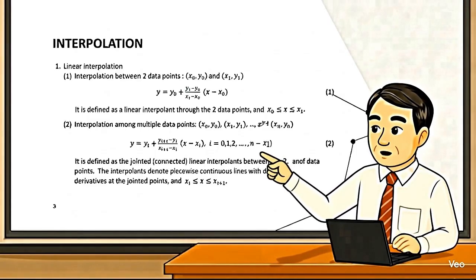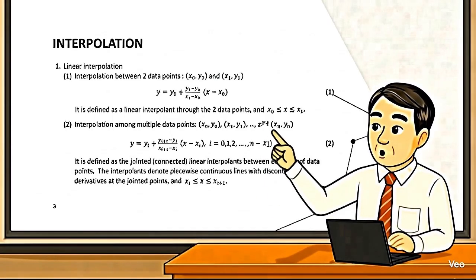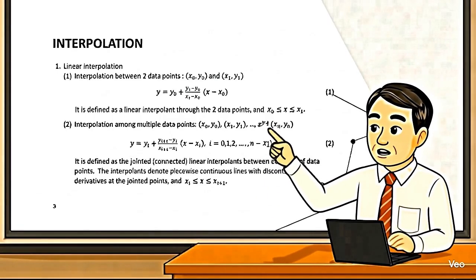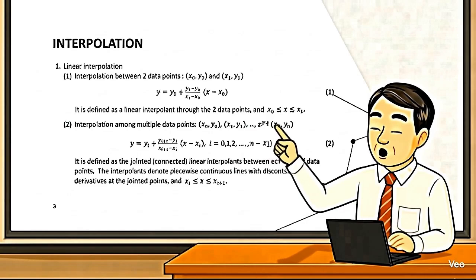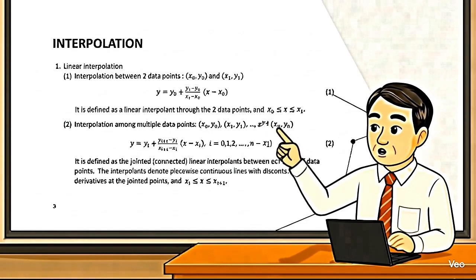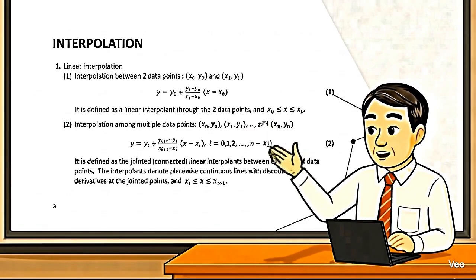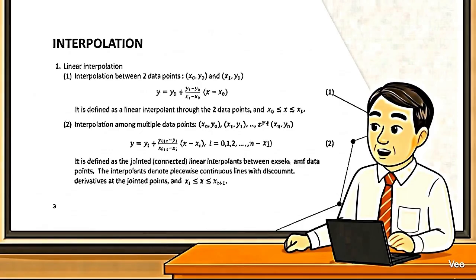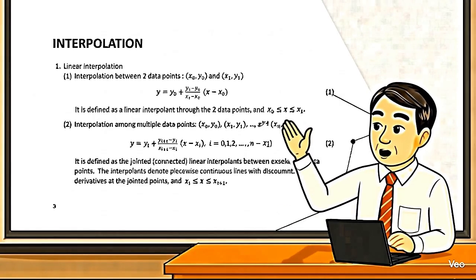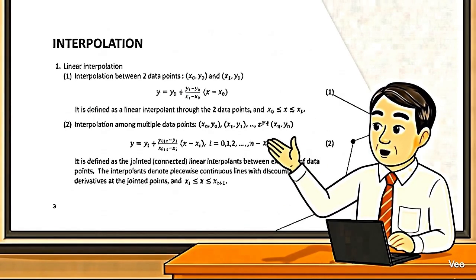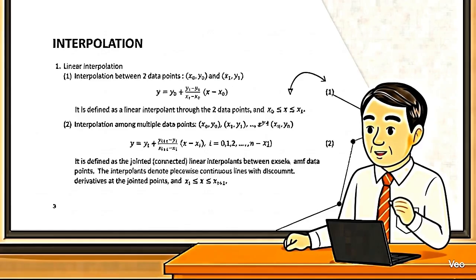The term y1 minus y0 divided by x1 minus x0 is the slope of the line connecting the 2 points. What we're doing here is essentially finding the equation of the line that passes through the points and then using the equation to find the corresponding y value for any new x value that lies between x0 and x1. Now, what happens if we have a set of many data points, not just 2?